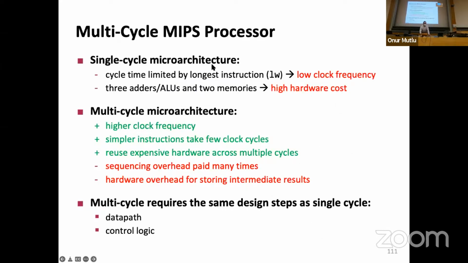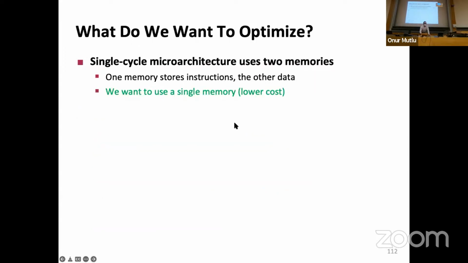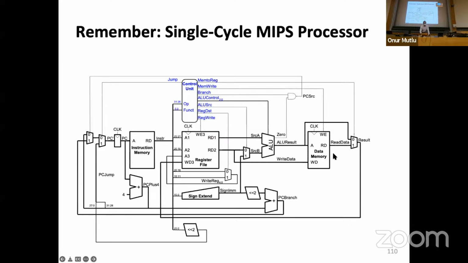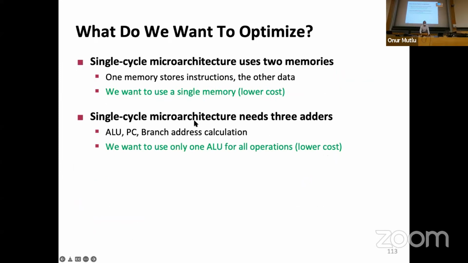Multi-cycle processor, we've already discussed this, so I'll go through this very quickly. This is for your benefit. What do we want to optimize? Basically, how do we want to design this multi-cycle processor? The single cycle processor microarchitecture uses 2 memories. We can use a single memory right now, and access the different parts, and we're going to do that. Single cycle microarchitecture needs 3 adders: ALU, PC calculation, and branch address calculation. We want to use only 1 ALU for all operations.